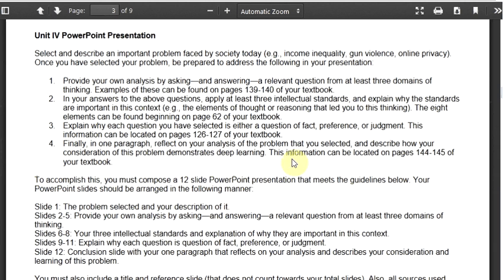Okay, so that's it. And you can follow the suggestions here for the slides. Again, remember that if you are quoting something from the textbook or any other source, that you use quotation marks and you cite exactly where you're getting that information from.